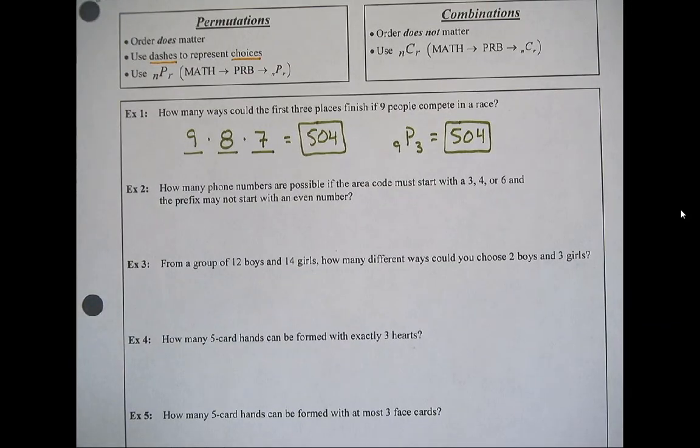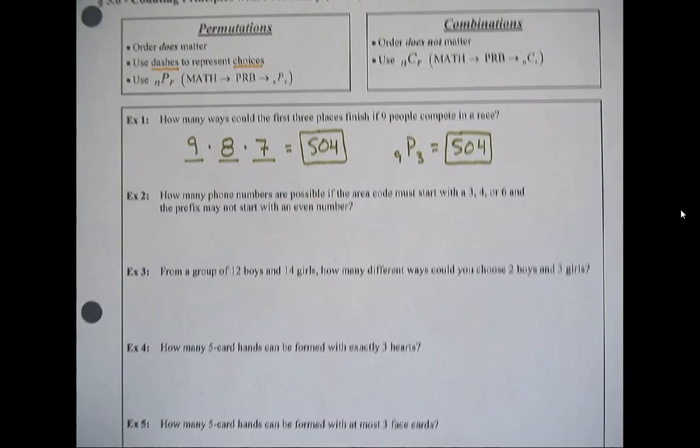All right, next up. How many phone numbers are possible if the area code must start with a 3, a 4, or a 6, and the prefix may not start with an even number? Okay, so what are we talking about? How many? You can magically pick your phone number. How many choices would you have to make? Well, let's first decide.